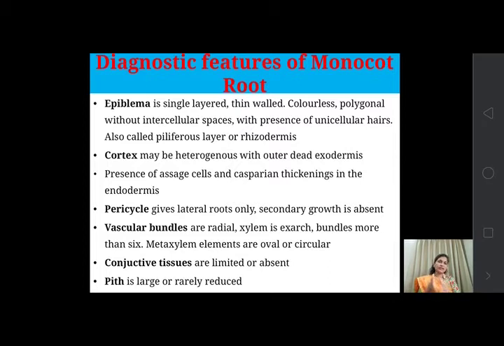They are radial, then xylem is exarch, then bundles more than 6 in number, and metaxylem elements are oval or circular in shape. Then conjunctive tissue is limited in number or may be absent. Then pith is large or rarely reduced. These are some of the diagnostic features of monocot root. Here we have completed the root structure of the monocotyledonous plants.